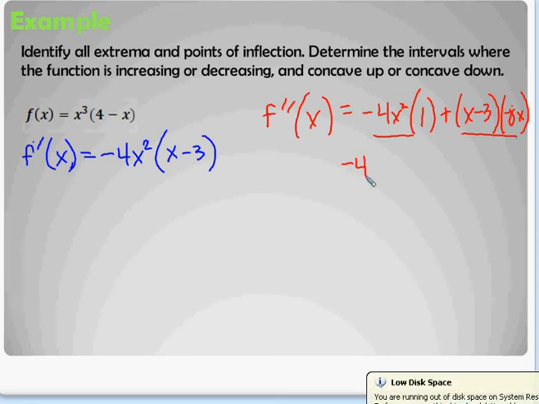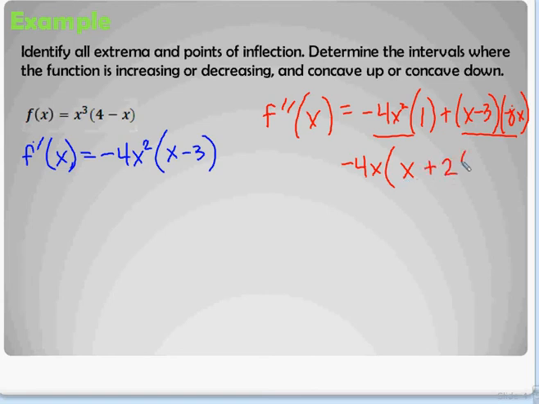And cleaning that up, negative 4x. I'm going to distribute my 2 in, so that will give me a 3x here minus 6. And I'm going to go ahead and GCF out a 3, so that will be a negative 12x times x minus 2. So there's my second derivative. I'm going to leave them in factored form because they're just a lot easier to work with.